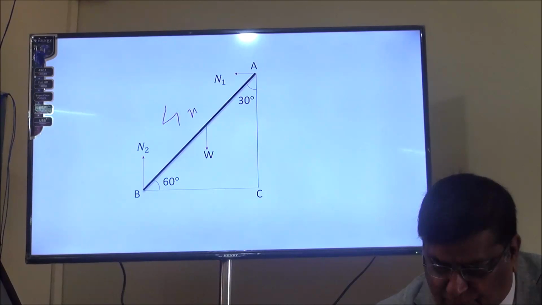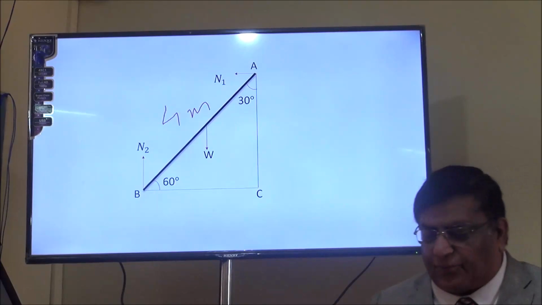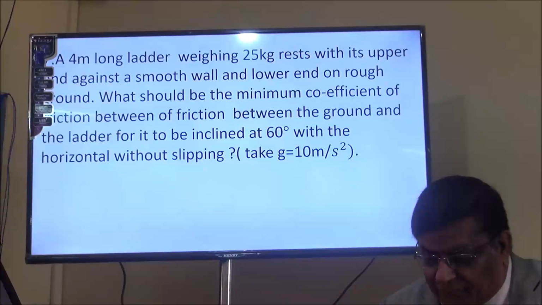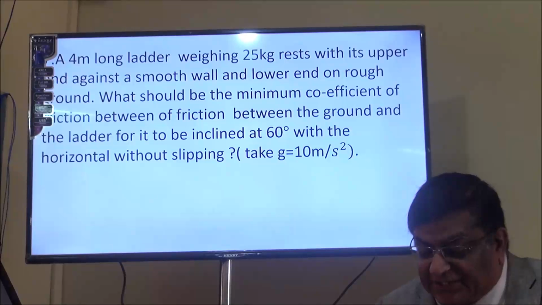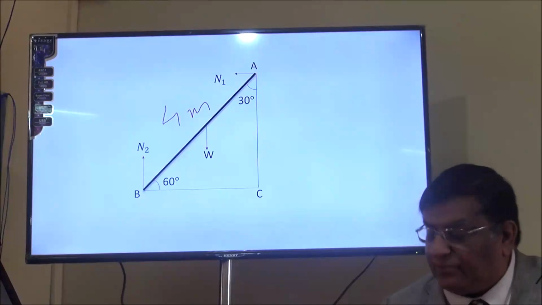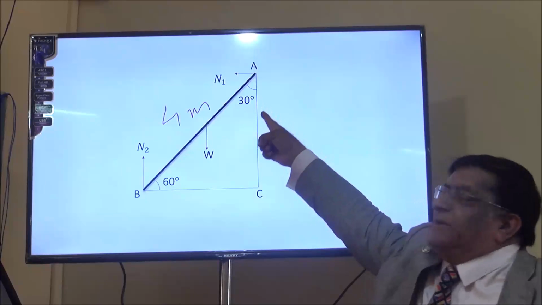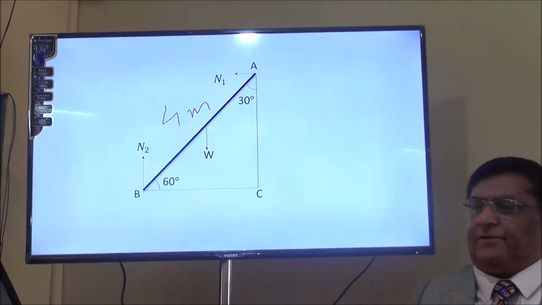This is 4 meter long. The next thing given is smooth wall, rough ground. What should be the minimum coefficient of friction between ground and the ladder for it to be inclined at 60 degree with the ground? We have made it 60 degree with the ground. Then this angle is automatically 30 degree, that we know.